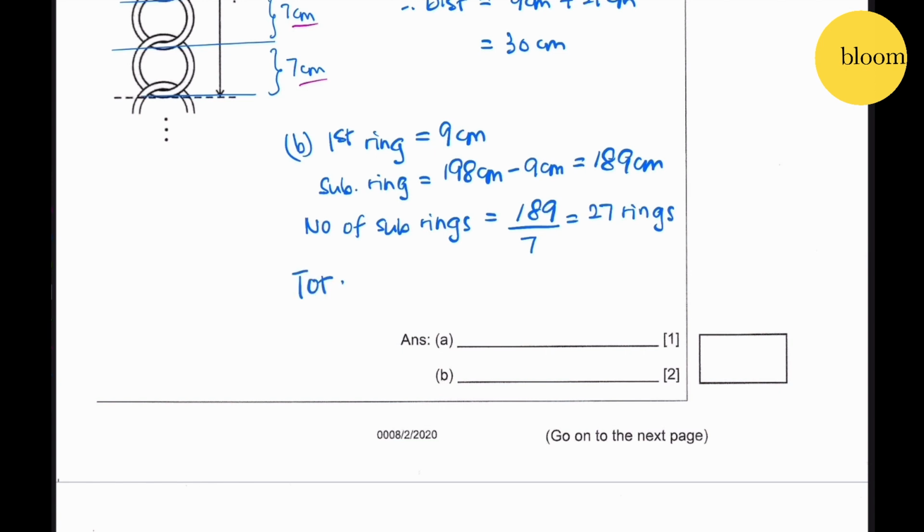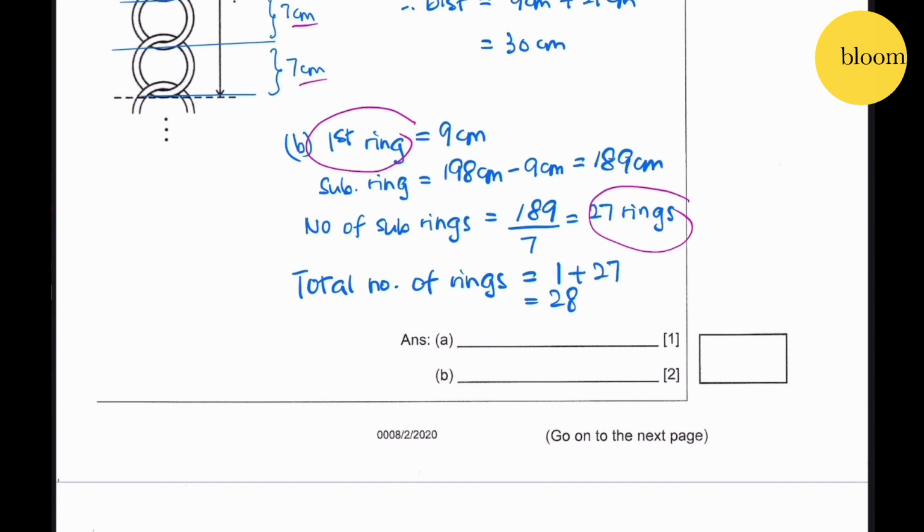Total number of rings equals 1 plus 27, which gives you 28. So answer A is 30 cm, answer B is 28 rings.